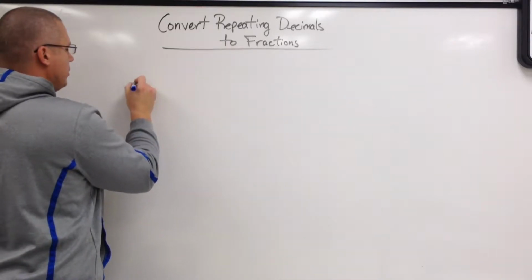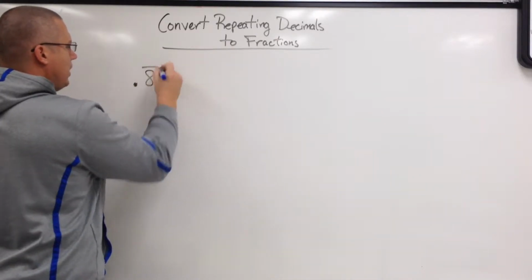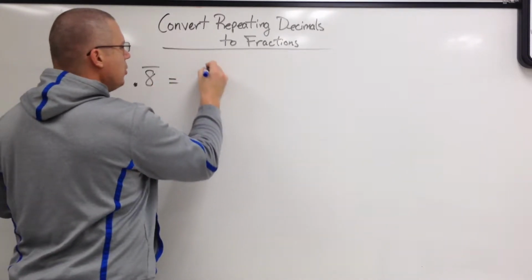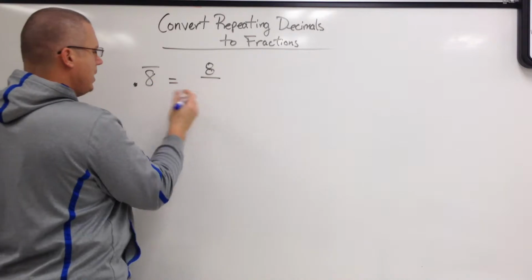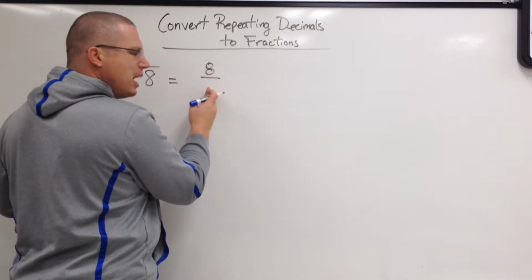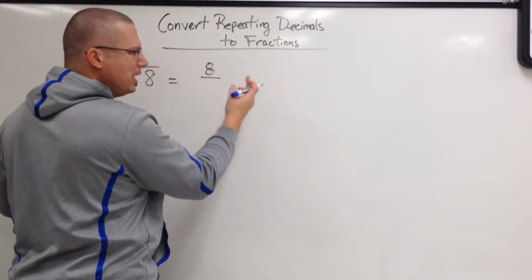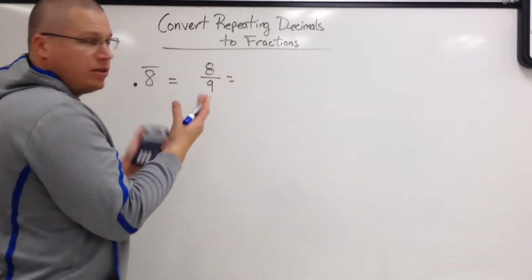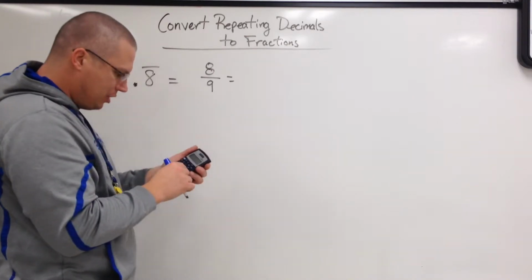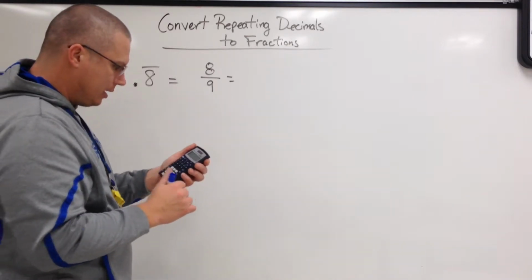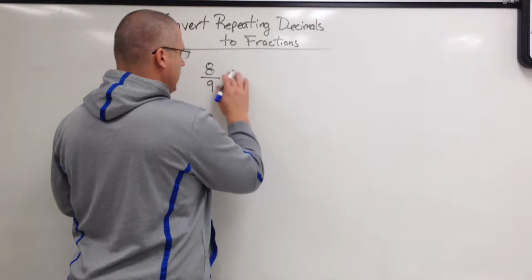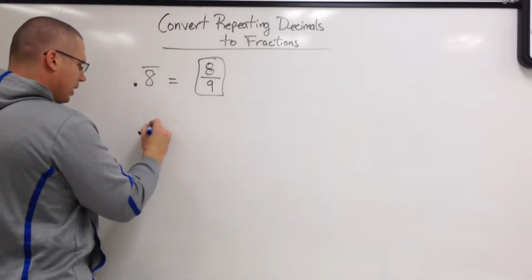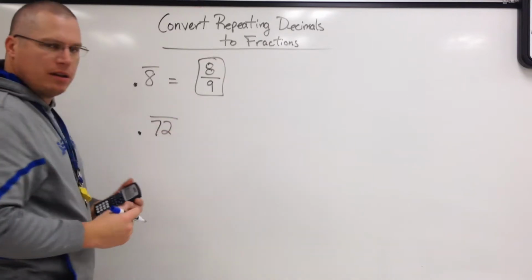Okay, so I can do 0.8 repeating. Take the repeating pattern, goes in the numerator. So this is just an 8 that repeats. Put a 9 in the denominator for every digit in my repeating pattern. I have one number, so this is 8/9. Okay, so that's my answer, 8/9. How can I check? 8 divided by 9 gives me 0.8888 repeating. Done.